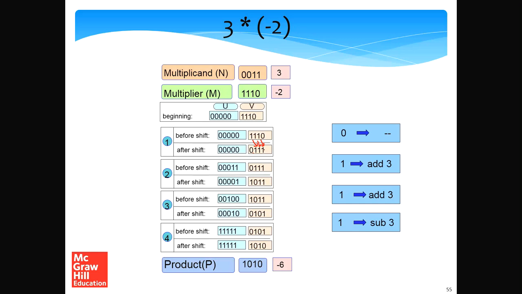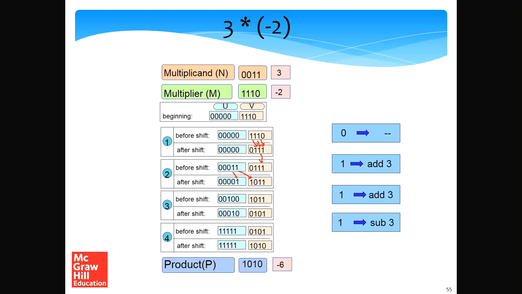Subsequently, we find the LSB of V to be 1. So we add 3 to U. We have 0 1 1 over here, and we have the existing multiplier over here. We do one right shift, so all the bits move one step to the right, and then they remain there.